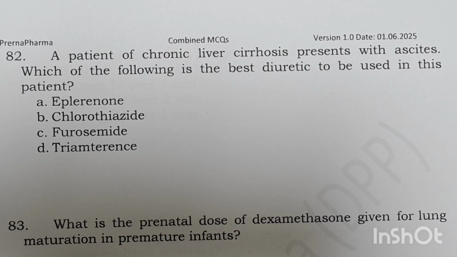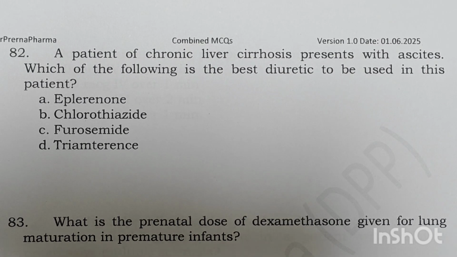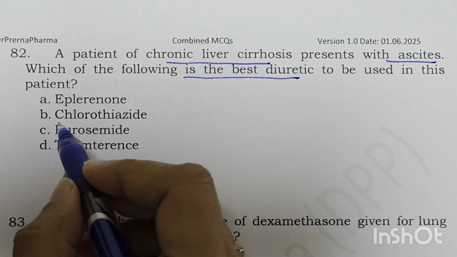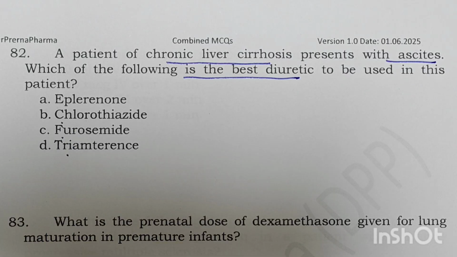Next question, a patient of chronic liver cirrhosis presents with ascites. Which of the following is the best diuretic to be used in this case? Now this is chronic liver cirrhosis, ascites. Which is the best diuretic? Now what are the options? Eplerenone, chlorothiazide, furosemide, and triamterene.